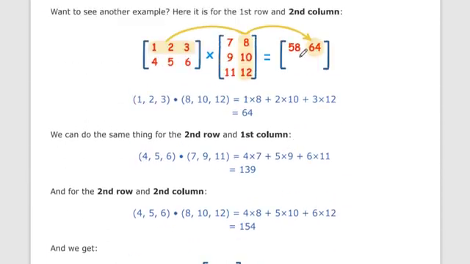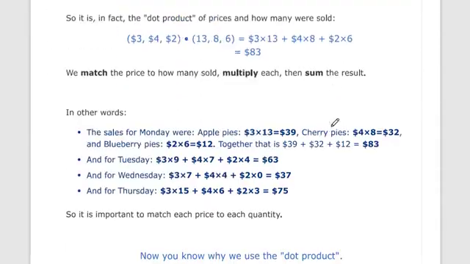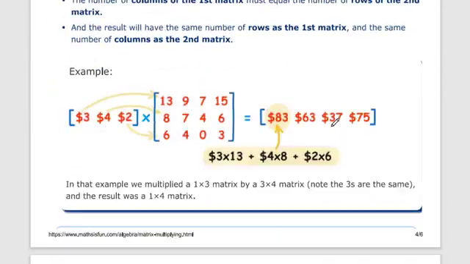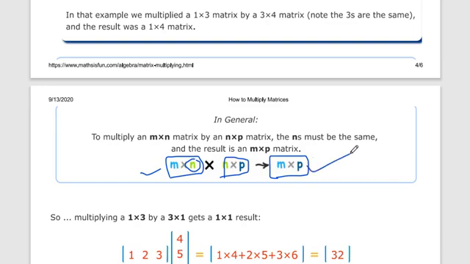Okay, so first row second column 364, then second row first column. Okay, so we will get this as an answer. There is also a condition in multiplication: if the first matrix is m into n and the second is n into p, here the first matrix's column and the second matrix's row have to be the same, then multiplication is possible, and the result is a matrix of m by p.